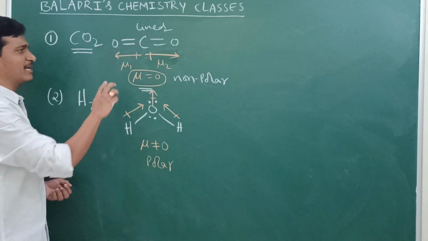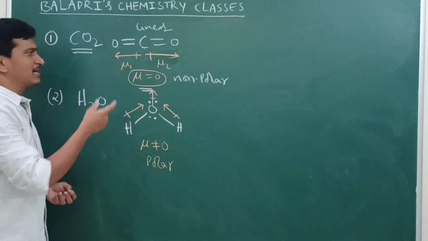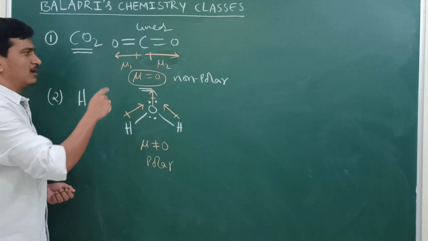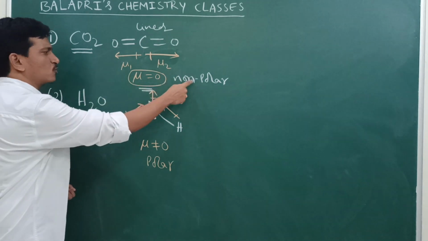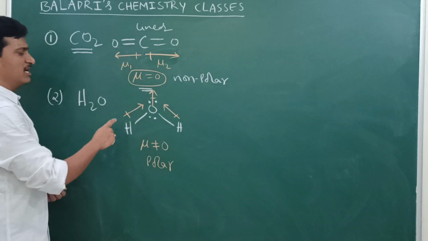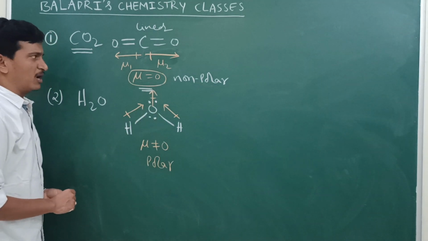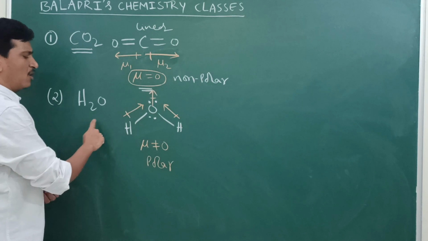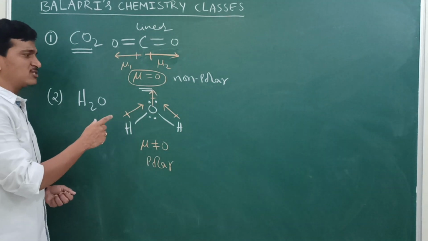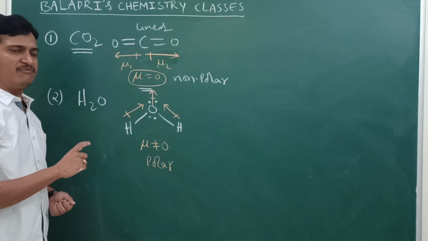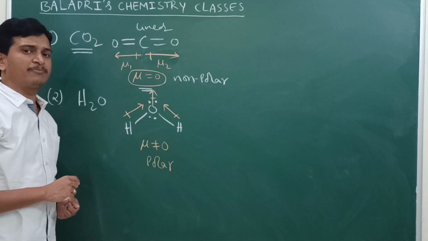If a molecule contains two equal and opposite dipole moments, the resulting dipole moment becomes 0, and the molecule is said to be non-polar. If the resulting dipole moment is not cancelled, the molecule is said to be polar. Here carbon dioxide is non-polar and water is polar. So based on the direction of the dipole moment vectors, we can find whether a given molecule is polar or non-polar.